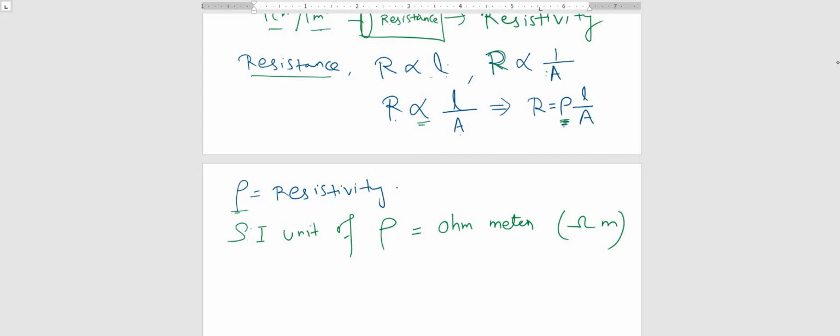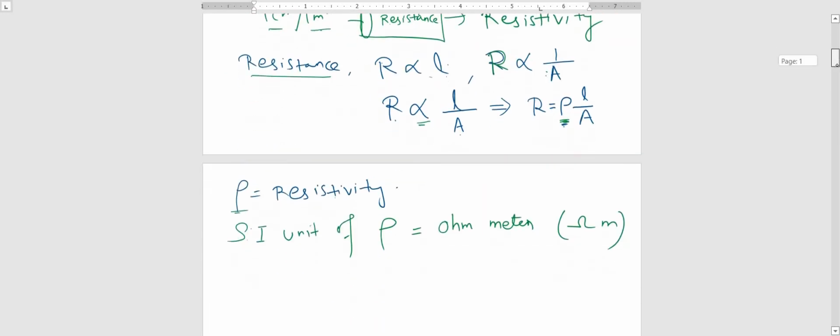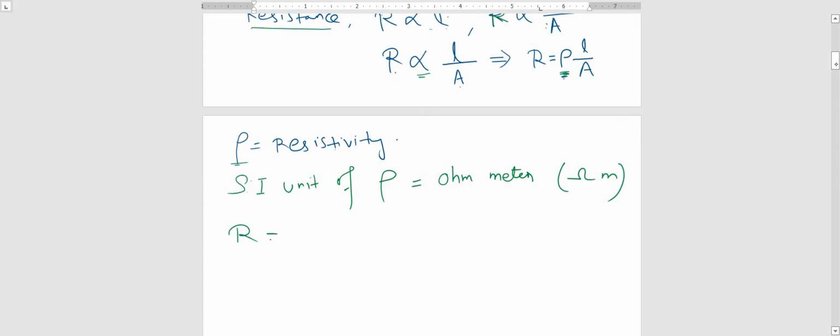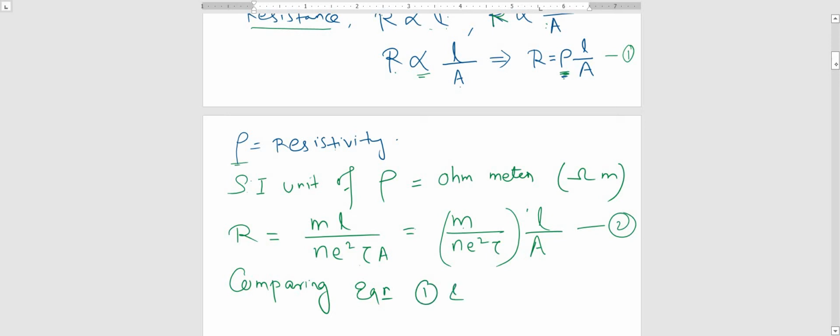But what is the formula for resistance? We know that resistance R is equal to ml by ne square tau into A, or you can write it as m by ne square tau into L by A. So if you compare this, এটাকে আমি equation 1 দিয়ে দিলাম, and this is equation 2. So if you compare 1 and 2, what you get?